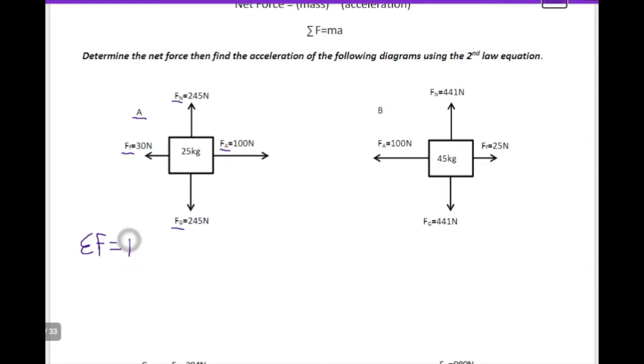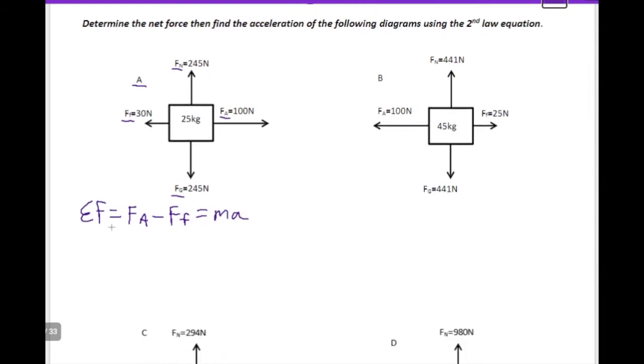So it would be force applied minus the forces that point to the left, and that would be force friction, because we consider that to be the negative direction. And we know that that's going to be equal to mass times acceleration. Now that we have our forces, we can go ahead and plug them in. Therefore, net force is equal to 100 minus 30. When we solve for this, we find out that the net force acting on this object is 70 newtons.